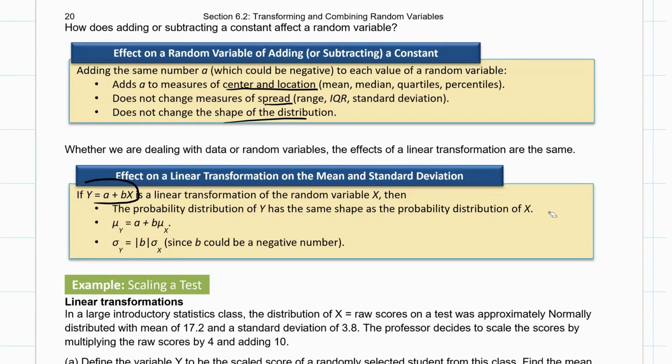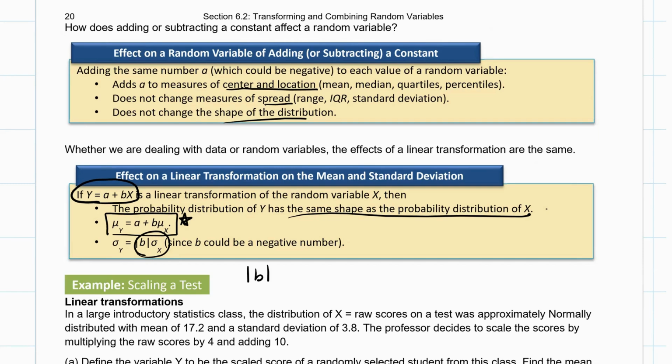If we take both of these in combo, adding and multiplying, the shape stays the same. The new mean, and this is where I'm going to say this is important, is found by simply doing the linear transformation of the old mean. The new standard deviation comes from multiplying the multiplier only. There's an absolute value of B around this only because the spreads can't be negative. So just in case the multiplier is negative, you have to take that negative sign away.